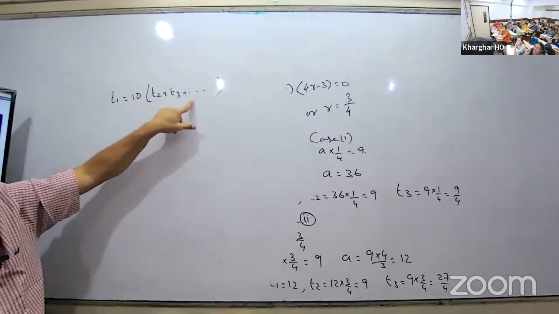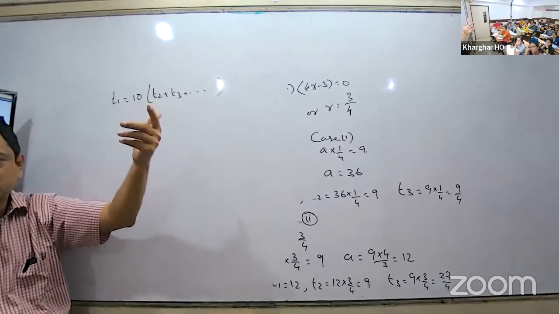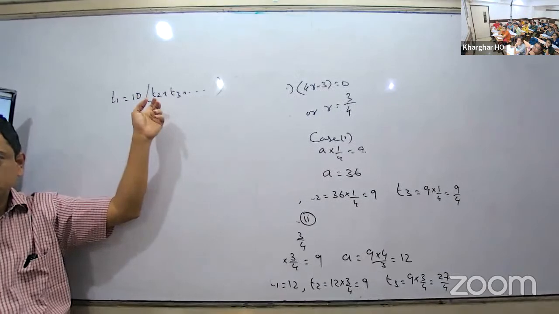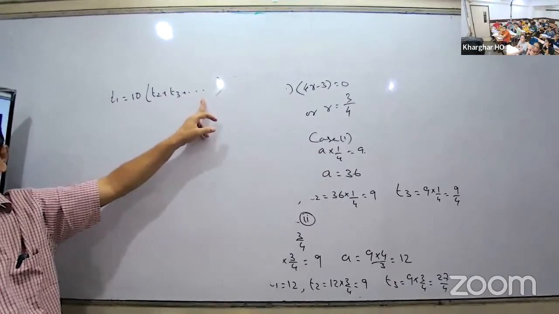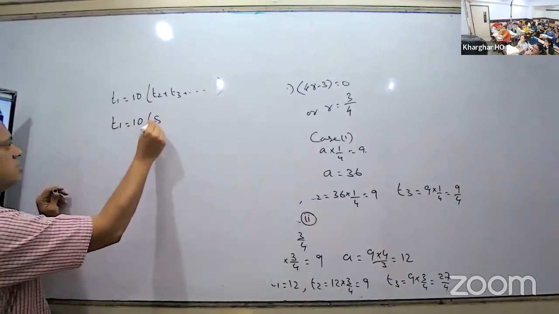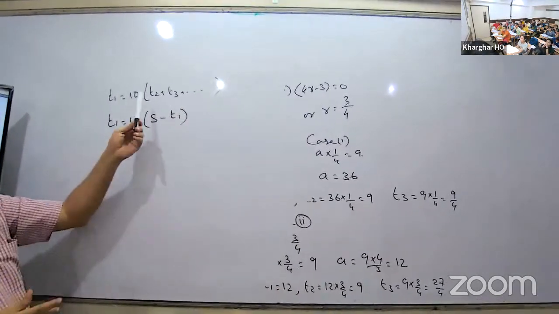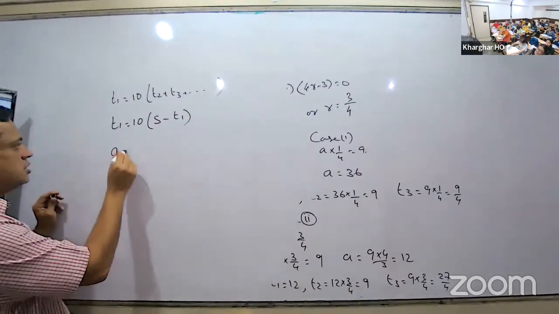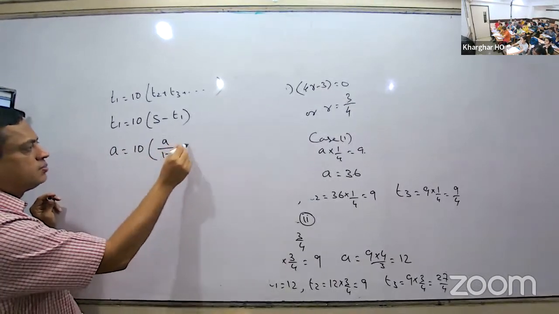This is an infinite GP. If it was T1 plus T2 plus T3, you could have written it as A upon 1 minus R. Which term is missing? This is the same as S minus T1. Therefore, this can be written as T1 is equal to 10 times S minus T1. Here one term is missing, so add and subtract that term. That means T1, which is A, is equal to 10 times A upon 1 minus R, minus A.